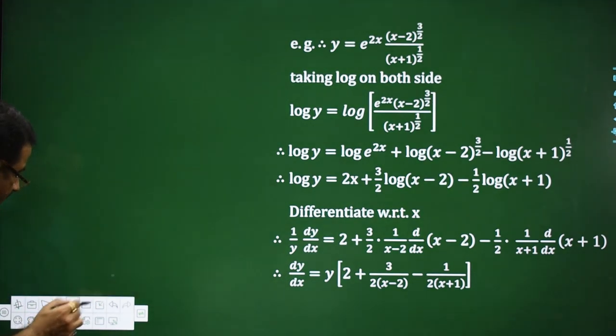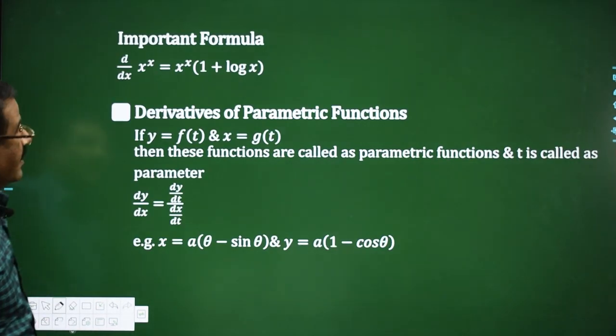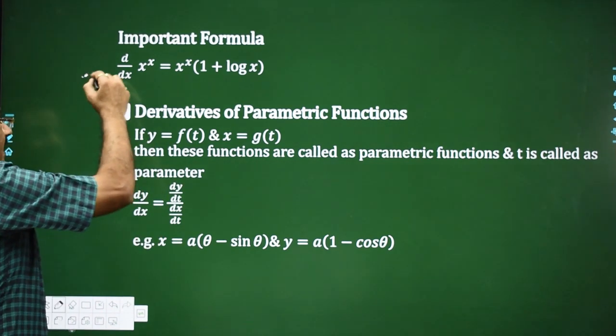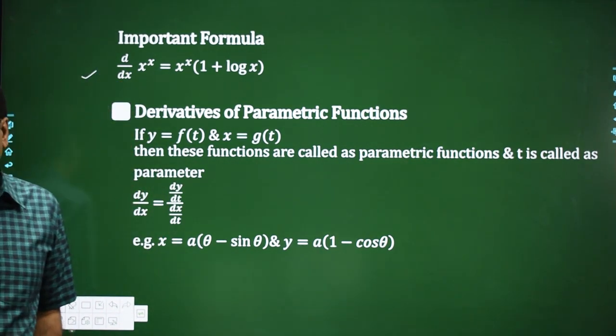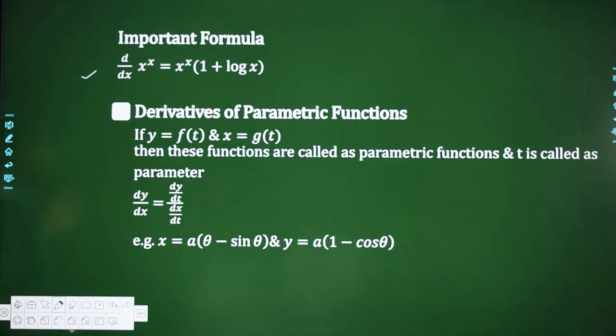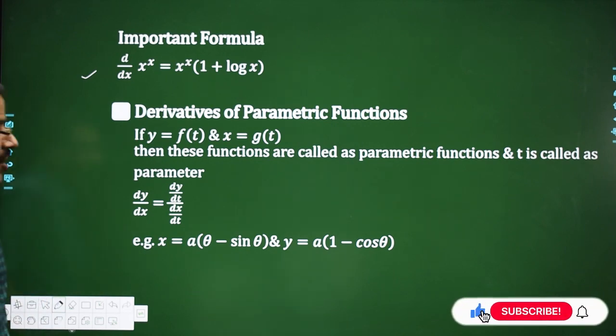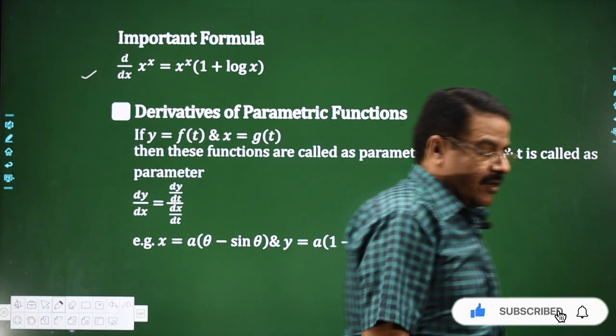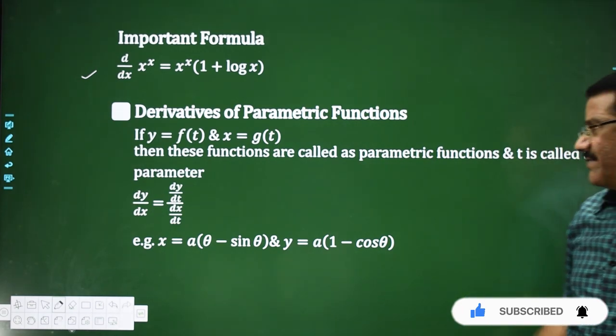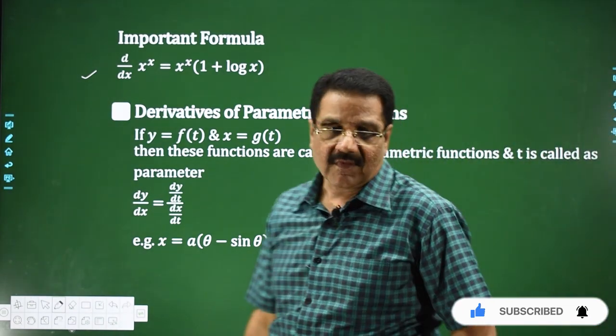Now, let us proceed further. This is an important formula; we require it in our 12th standard CET as well as in first year engineering. So, remember this: the derivative of x raised to x is x raised to x into bracket 1 plus log x. Now, one more important topic: derivative of parametric functions.